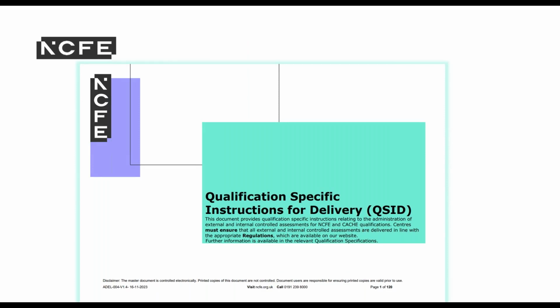The QSID, or Qualification Specific Instructions for Delivery document, contains information such as whether dictionaries or the internet is allowed for assessments, and also the type of assessment and any resource requirements. For example, a calculator, ruler, protractor, and a pair of compasses for level 2 maths assessments.